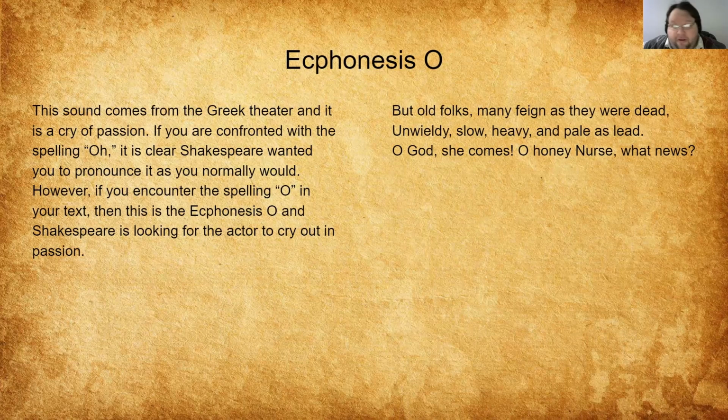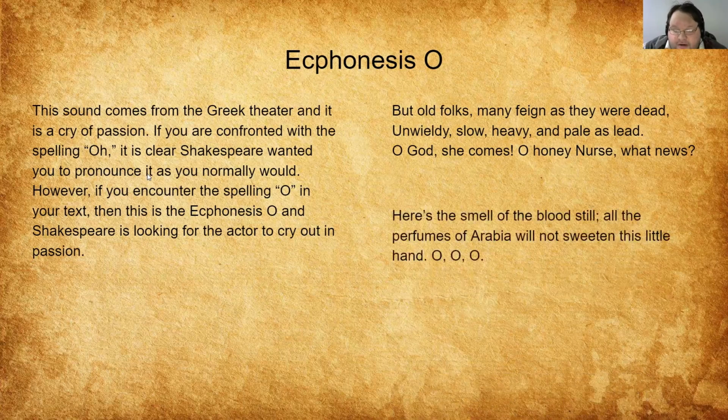This is from Romeo and Juliet. Big emotions in that show. "Unwieldy, slow, heavy, as pale as lead. Ah, God, she comes. Oh, honey, nurse." It can be any sound you want, and it's also going to help you fill your iambic pentameter line. We've got other examples here.